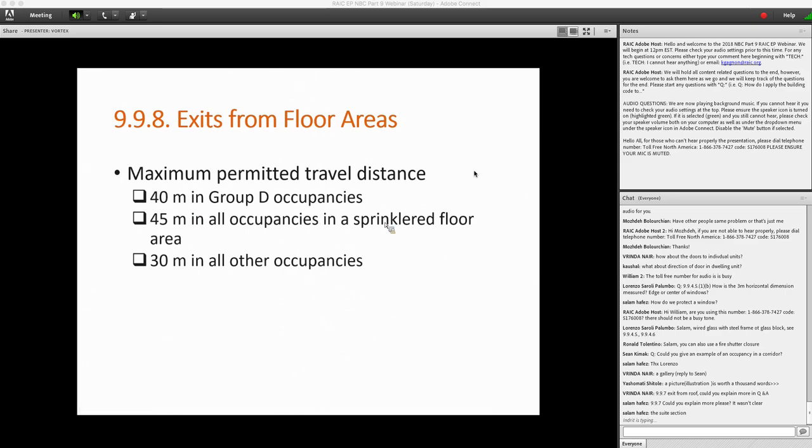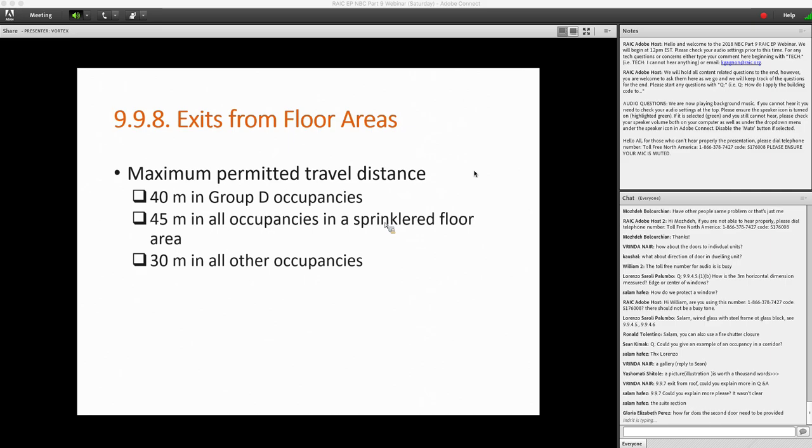So we talked about the requirements for an exit serving a floor area in a building, and we've also talked about the door swings and how many doors you are required to provide to serve a room or a suite. The next thing that we need to look at is travel distances. In our previous slides, we talked about travel distances for a room or a suite to the egress door that serves the room or suite.